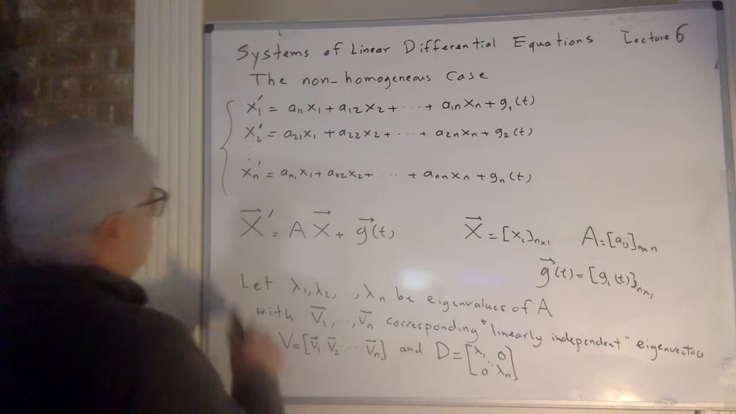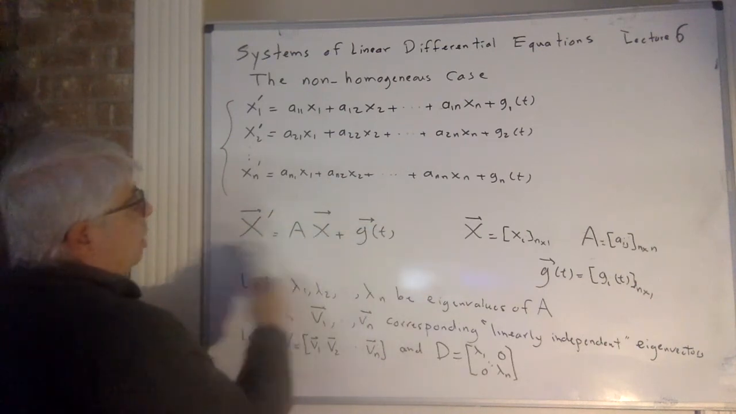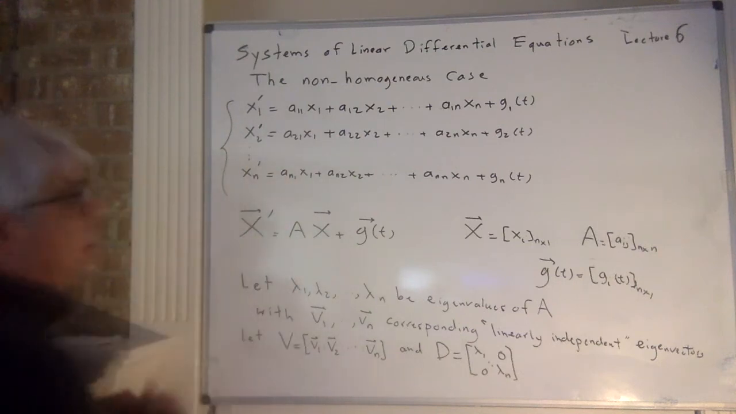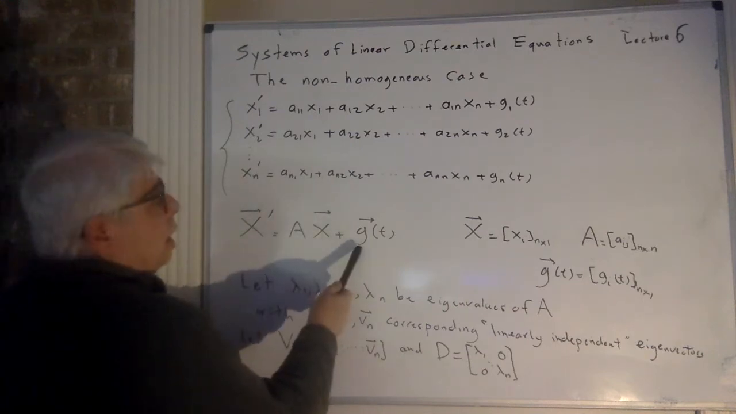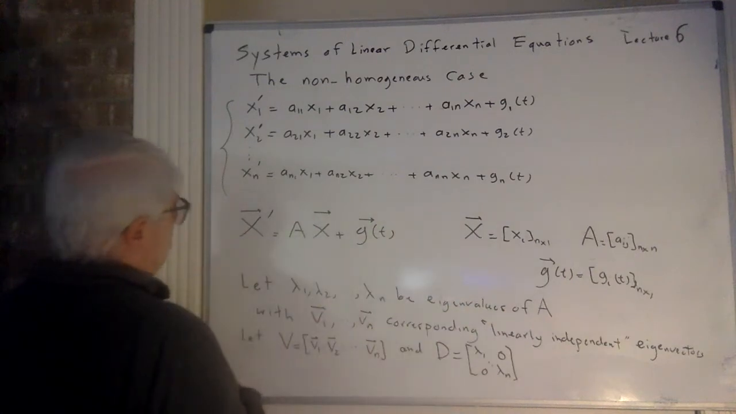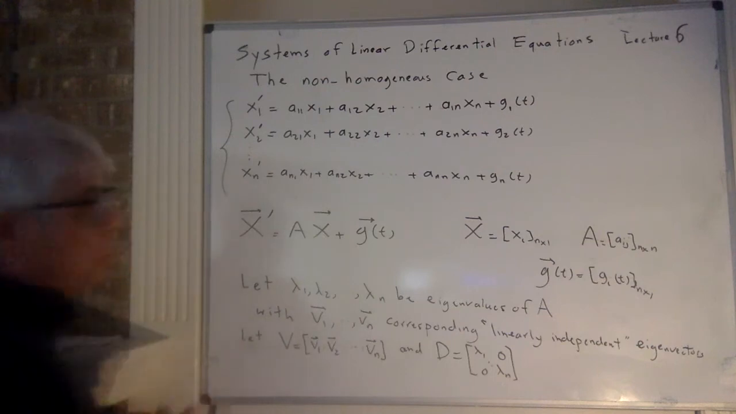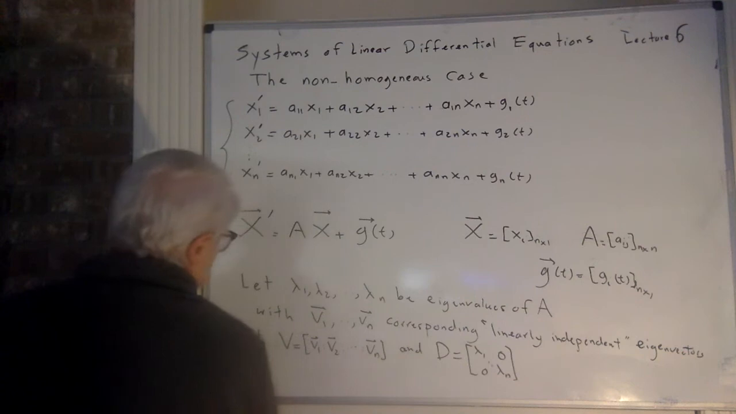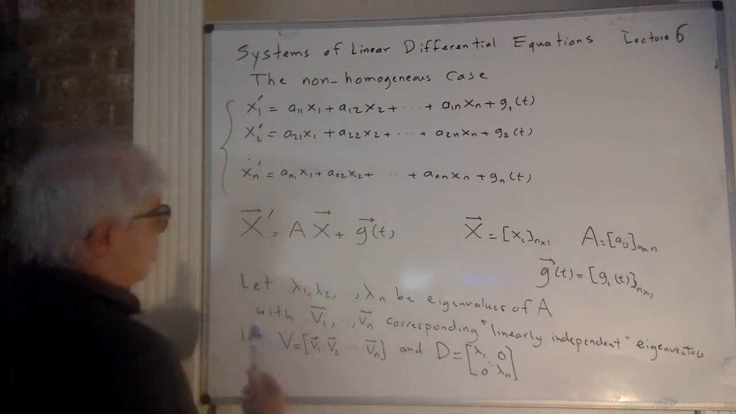I have written this in this format so that X is in fact the Xi's, A is the matrix, and for now I assume that A has constant entries, and G(t) is a vector of functions. This G(t) gives me the non-homogeneity of this equation. So that's the non-homogeneous part, or the forcing function, whatever.